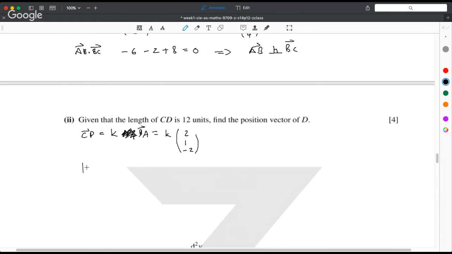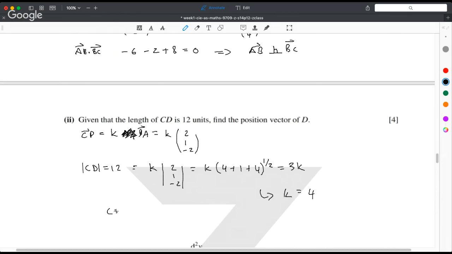And we're told that the magnitude of CD is equal to 12 units. Well, that's going to be k times the magnitude of (2, 1, -2), which is k times (4 plus 1 plus 4) to the 1/2, Pythagoras, which is equal to 3k. So you find that k must be equal to 4.